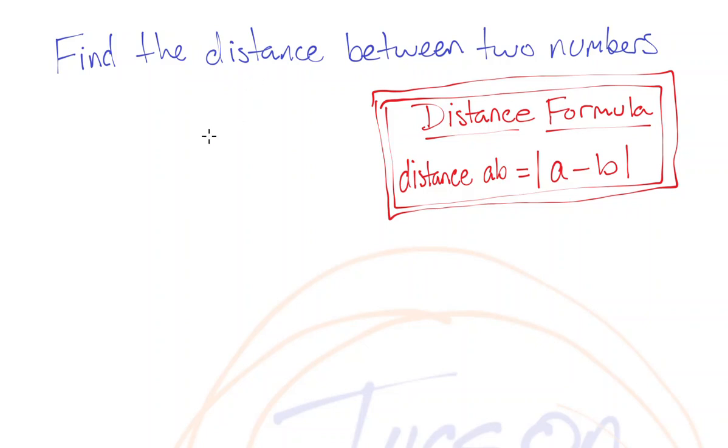Hello, in this recording we're going to find the distance between two numbers. This is the distance formula. Here you can see it: the distance between 2 points A and B is the absolute value of A minus B. That's something you want to put in your notes. That's the really basic distance formula. It's just 2 points on the number line.